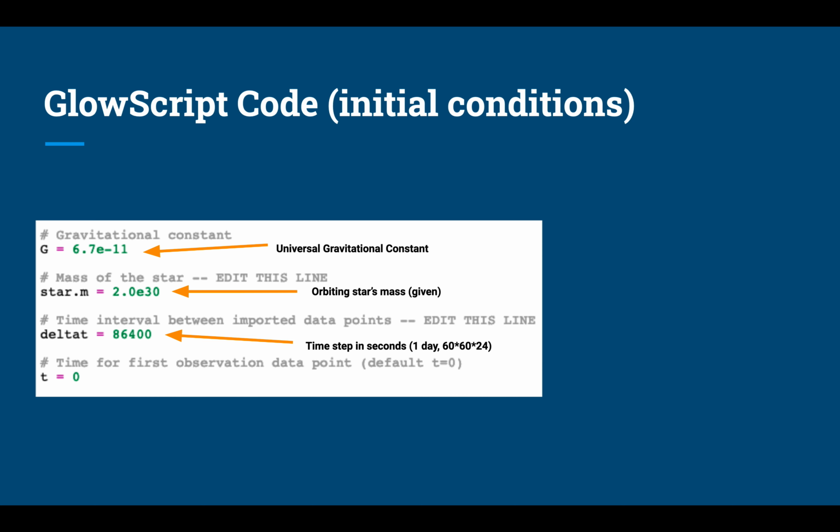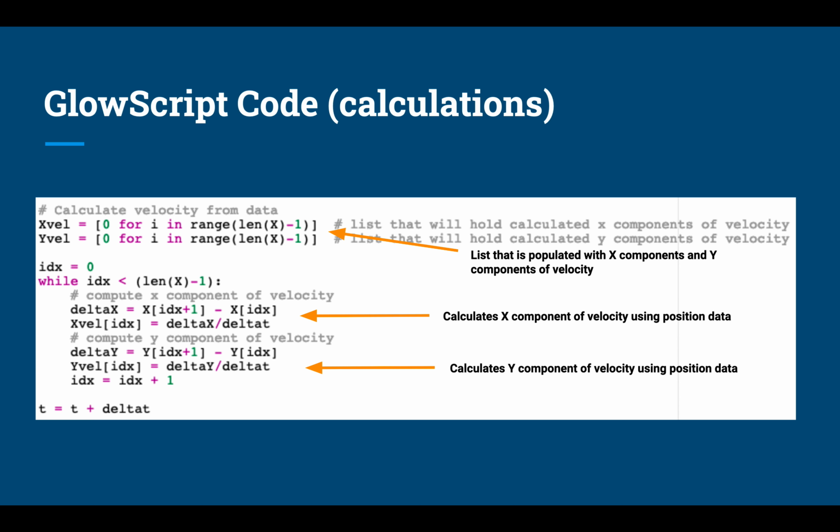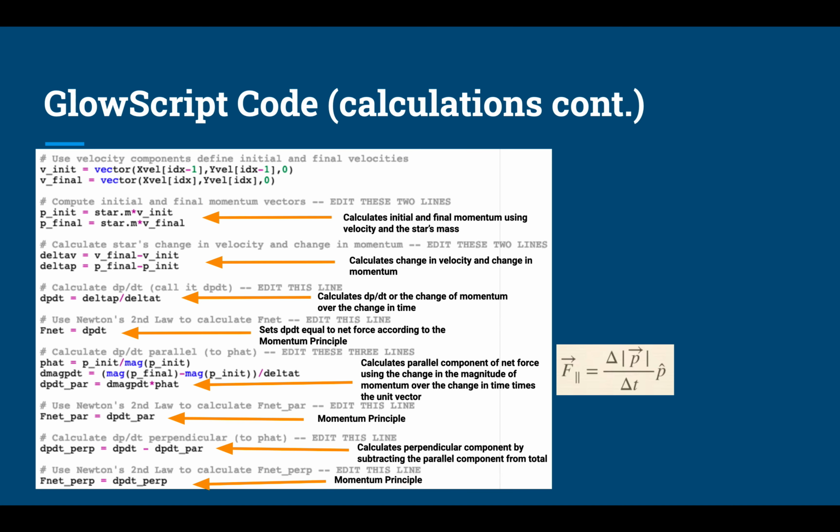This is the GlowScript code for the initial conditions. As you can see, delta T is set to 86,400 seconds, and this is because this is the amount of seconds in one day, which we will use for our time step. This is the GlowScript for some of the first calculations. The first 2 lines are lists that are populated with the x components and y components of velocity, and then the while loop calculates the x component of velocity and y component of velocity using the position data.